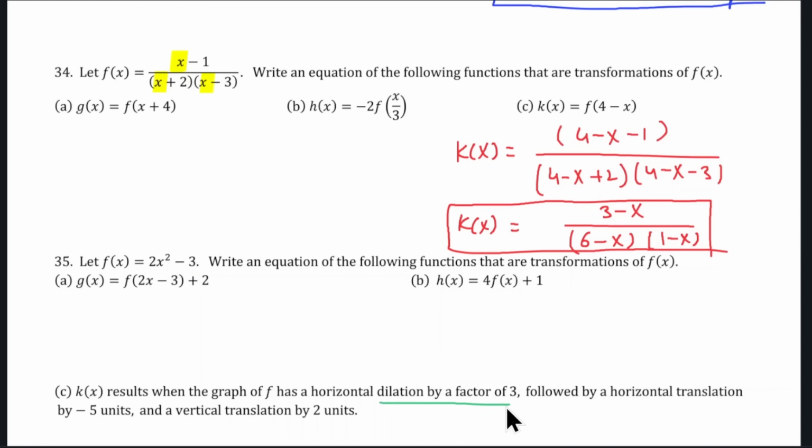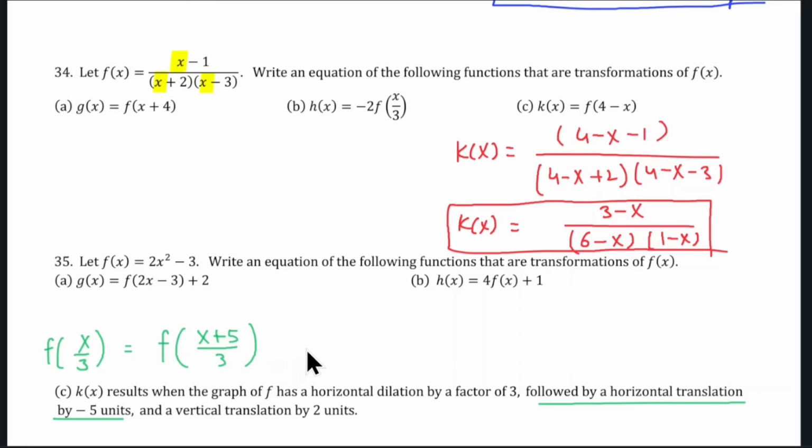For example, if there's a horizontal dilation by a factor of 3, it's going to look like f of x over 3. Then if there is a horizontal translation by 5 units, be careful. Change only x, not x minus 3. If you write it like this, it is wrong. You just have to change x with x plus 5, because it is going left by 5, and over 3 as it is. And then there is a vertical translation by 2, so you add 2 to it. So this is your final function, and now you can safely plug these things into this function over here.